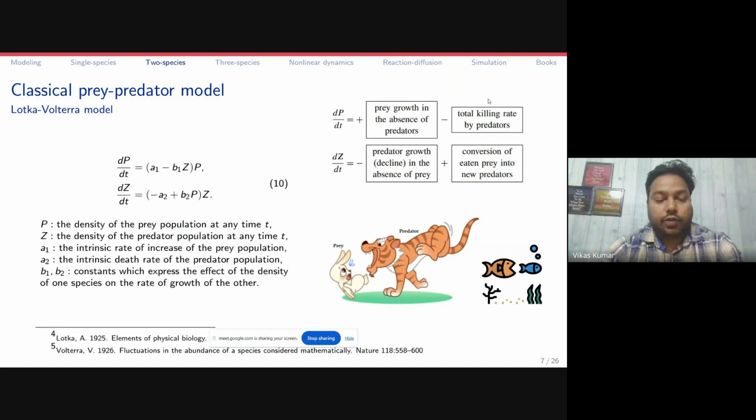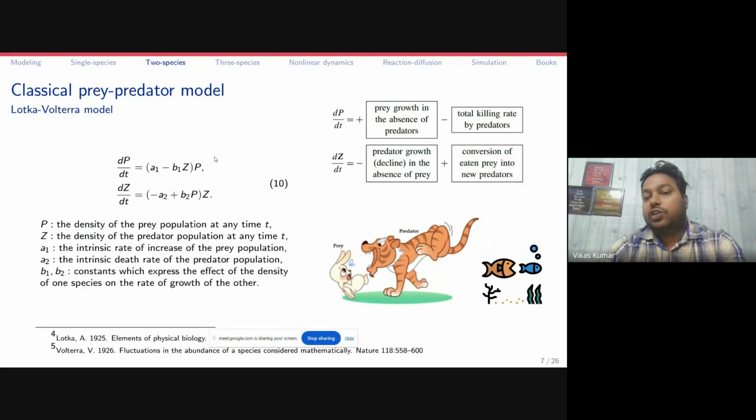As you can see here in equation number 10, this is the model where P is the prey population and Z is the predator population. And these equations show how these populations interact. If I talk about the first equation, A1 is like the birth rate, as we have seen in the last single species equation. But there is some decrease in the population involved, like B1ZP. So B1 works like a predation rate, or total killing rate by the predator. So there should be some decrement in this population growth.